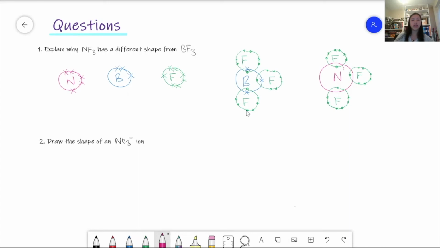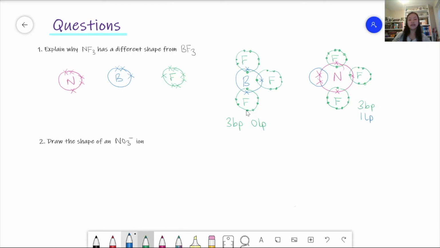And then for the nitrogen, we have the 3 which are shared with each fluorine, and then we have 2 left. So that means that they have different shapes, because this one has 3 bonding pairs and 0 lone pairs. Whereas in NF3, we have these 3 bonding pairs, but we also have this pair here, which is 1 lone pair.